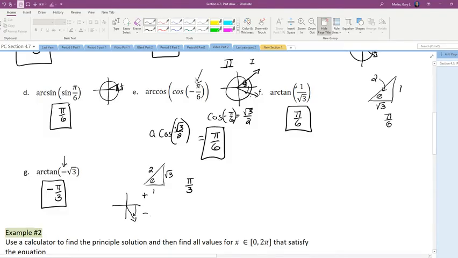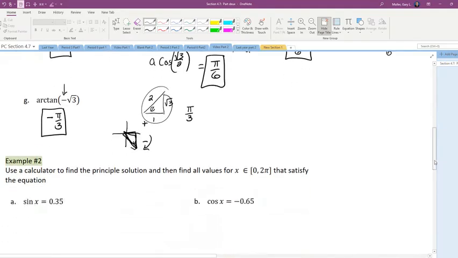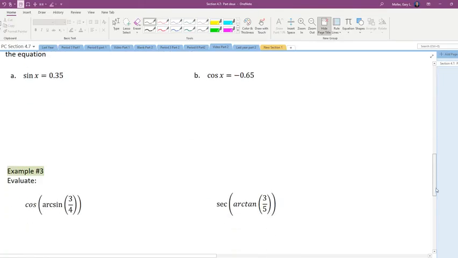Positive and negative. So what angle has a negative root 3? It's this triangle right here. There it is. But it's the one in quadrant 3, so that means it's negative pi over 3. All right, I hope this is making sense. Let's keep going. It's getting a little late in the day, so I'm going to try to speed this up.